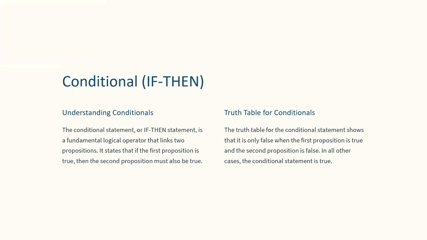Conditional if-then statements. The conditional statement, or if-then statement, is a fundamental logical operator that links two propositions. It states that if the first proposition is true, then the second proposition must also be true. The truth table for the conditional statement shows that it is only false when the first proposition is true and the second proposition is false. In all other cases, the conditional statement is true.